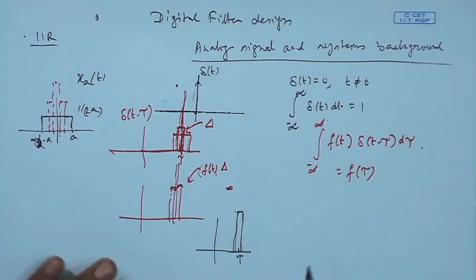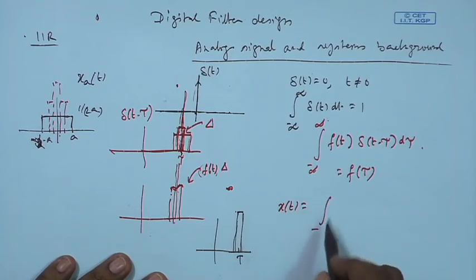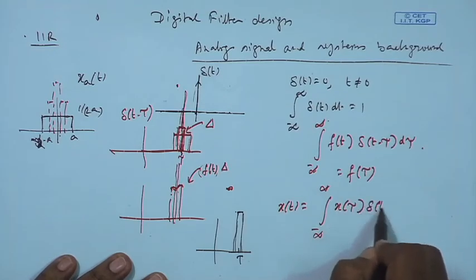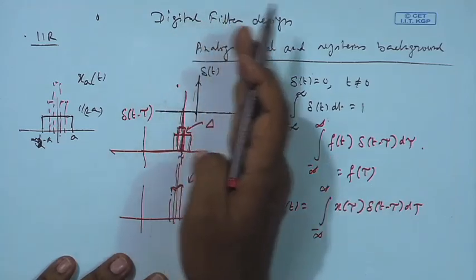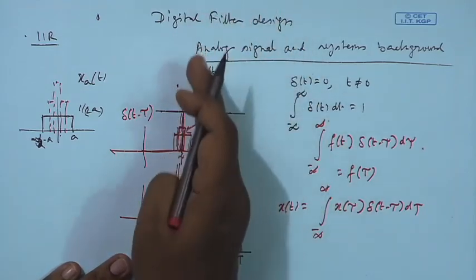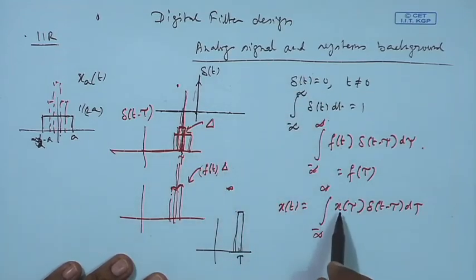This is one property. This means any function x t can be written as the integral of x tau delta t minus tau d tau. Here tau is varying continuously from minus infinity to infinity. So, there are impulses on this axis moving as tau changes, one impulse, another impulse, and so on, continuously moving. Each impulse is multiplied by a constant x tau, giving a linear combination of impulse functions. This is typically x t.